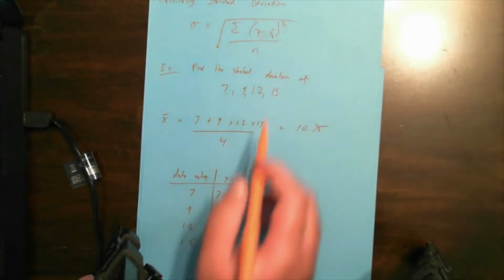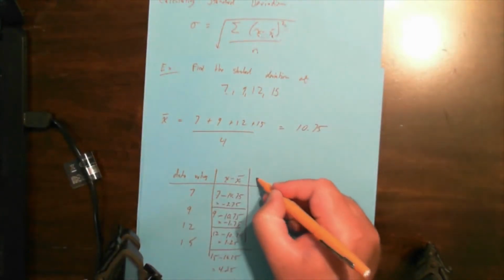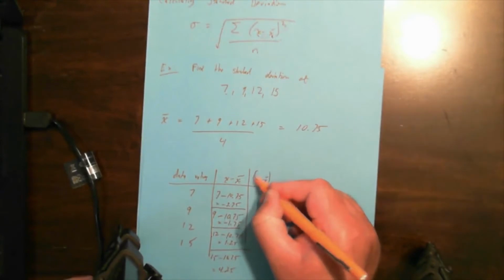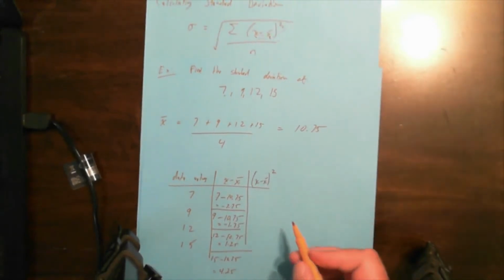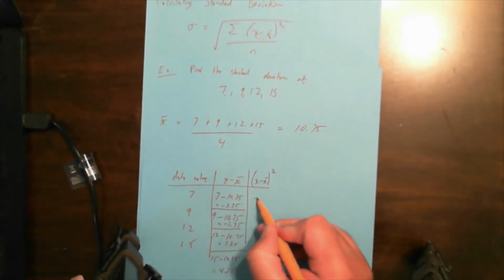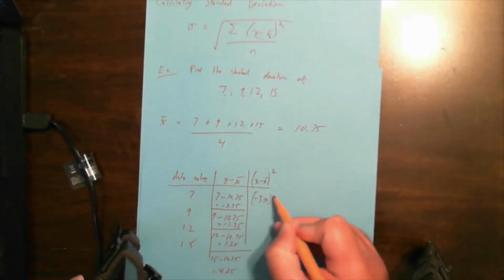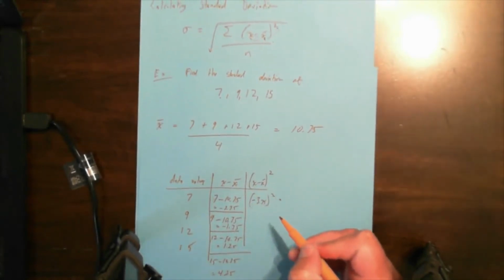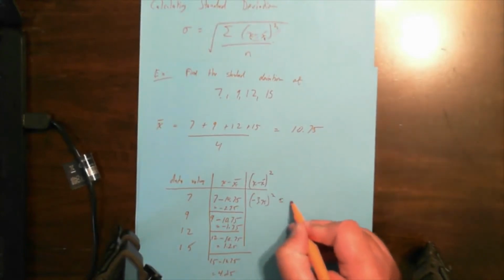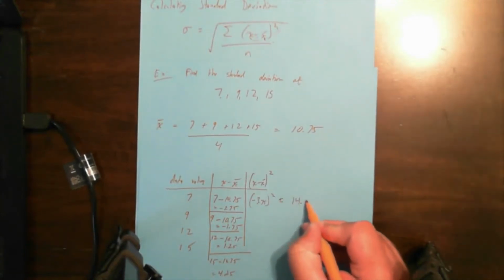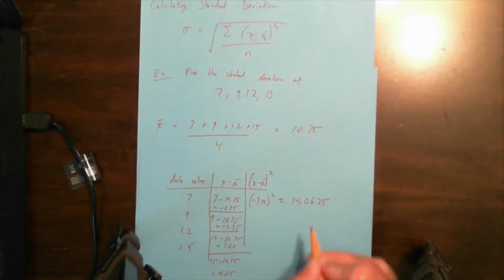The next step is to square them all. So my next column would be your x minus x bar, and all of those values being squared. So this would be negative 3.75 squared. Alright? So what you're going to do is just take that value, square it. That comes out to be 14.0625.